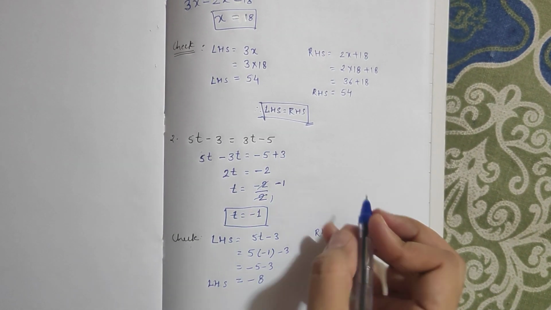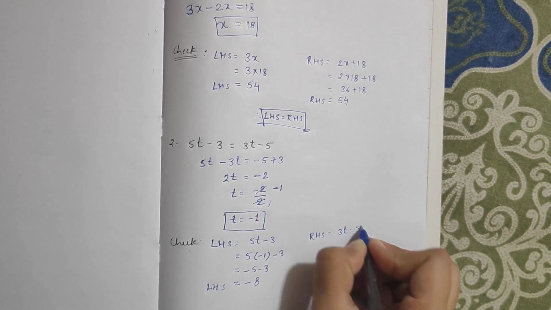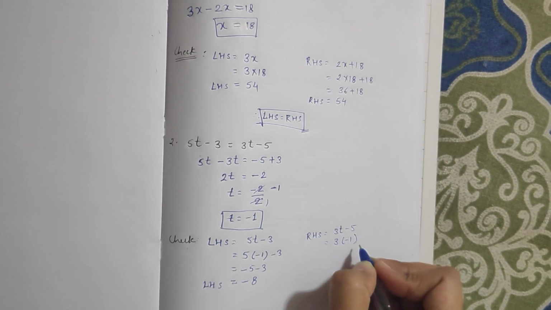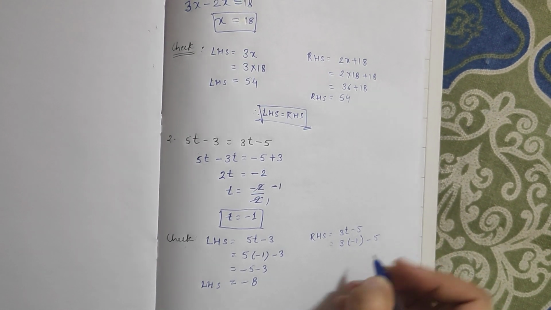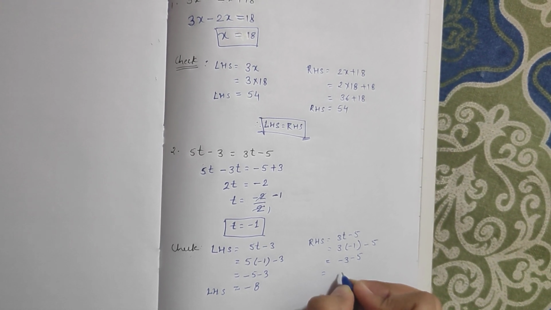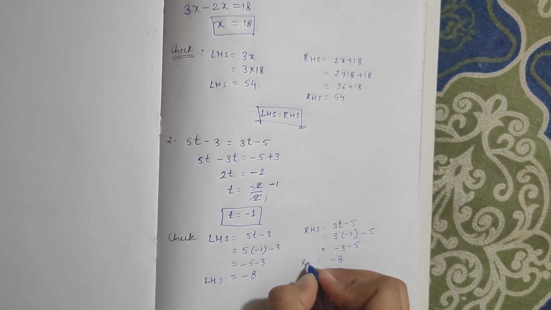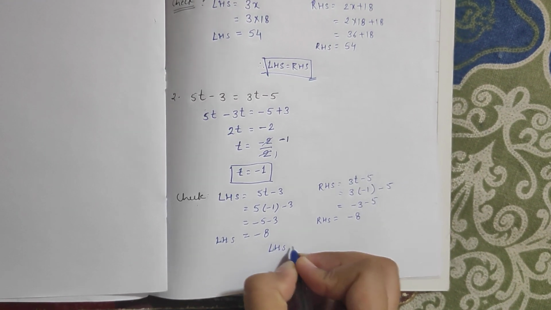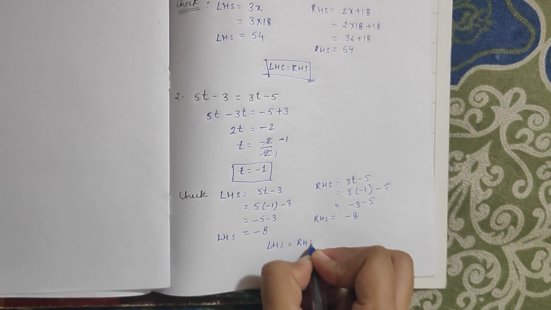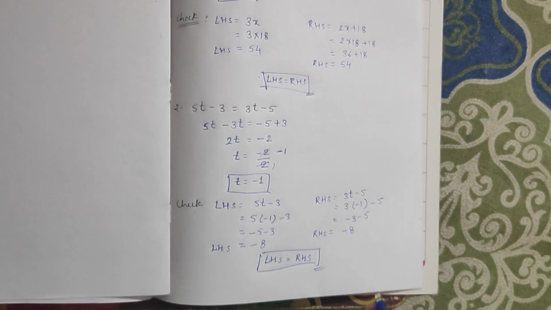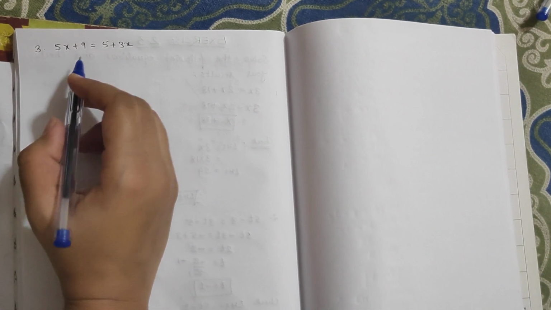Now let us see what RHS is here. Our RHS is 3t minus 5. So here what is the value of t? We have to substitute minus 1, and minus 5 as it is. So it will be minus 3 minus 5. Again it is nothing but minus 8. This is our RHS. So here we'll find that LHS is equal to RHS. Hence we can say that our answer is correct. This is how we have to check the result. Okay students, moving to the next question, that is question number 3.